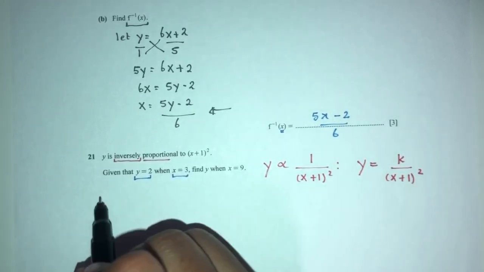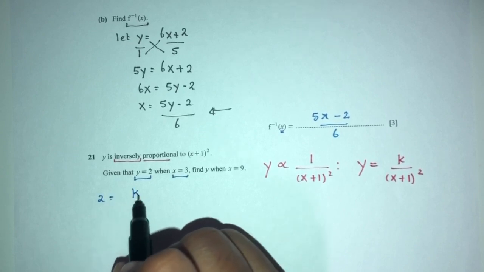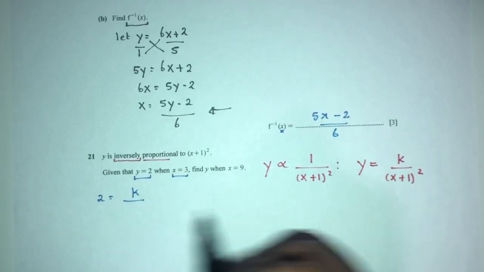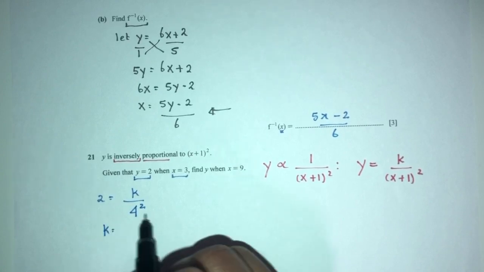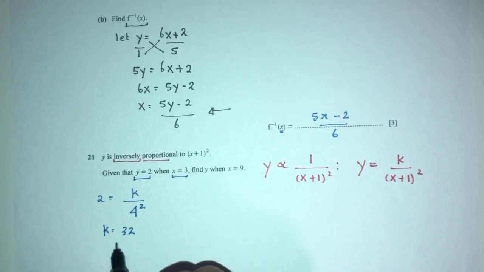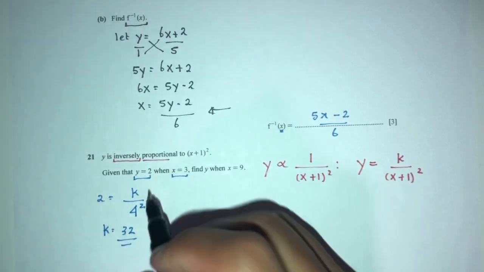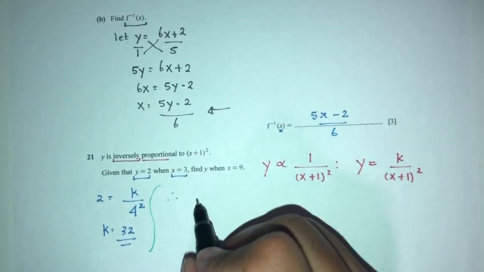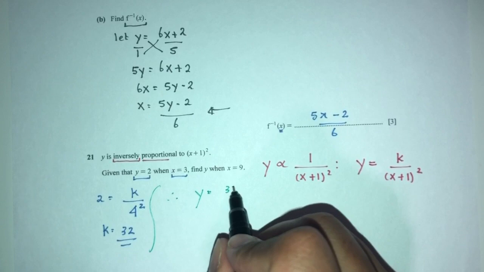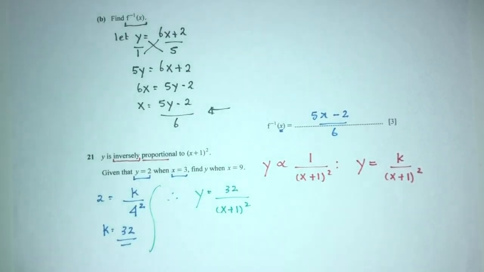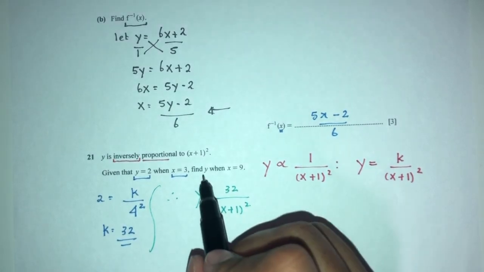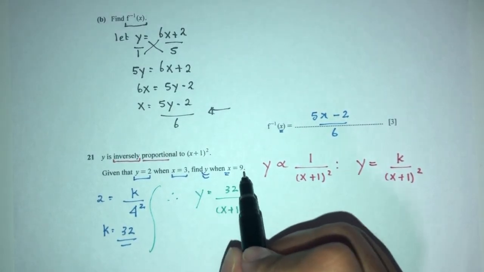So y is 2, that will be k over x is 3, 3 plus 1 is 4 squared. That will be k is equal to 2 times 16, that will be 32. So k will be 32. Now we know this, replace back in your equation, you have y is equal to 32 over x plus 1 squared. Now using that equation, we have to find the value of y when x is equal to 9.